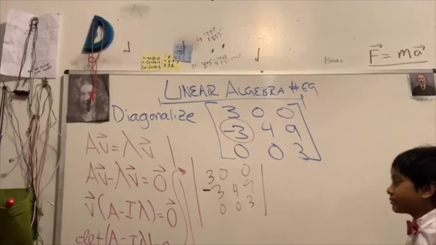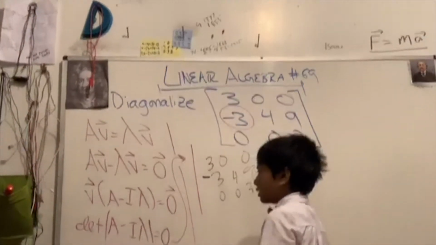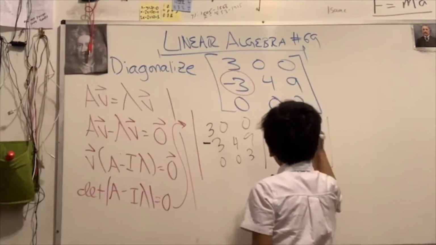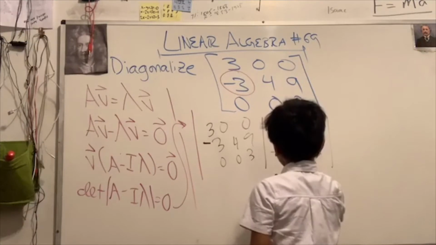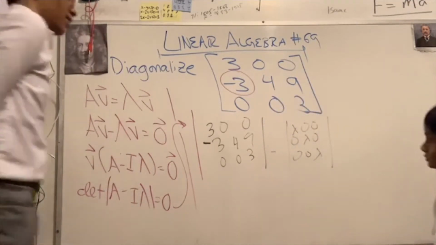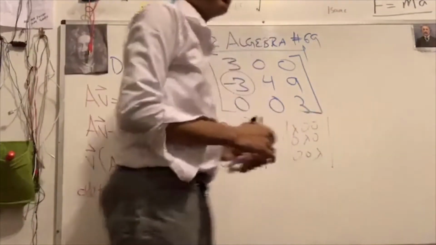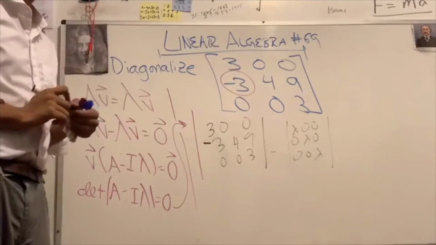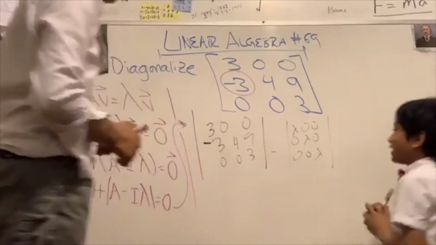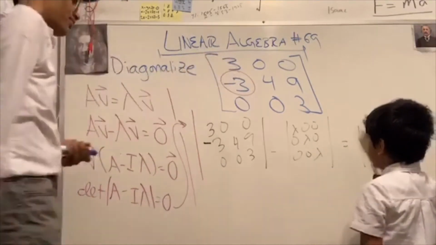Okay. And minus what? Minus lambda I, which is going to be the identity. And then we need the determinant to equal 0. Now please go back to your seat. Okay. Go ahead and simplify that if you can.